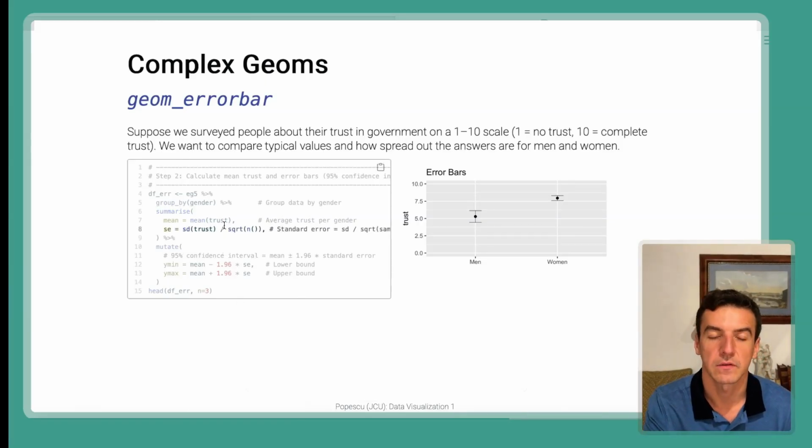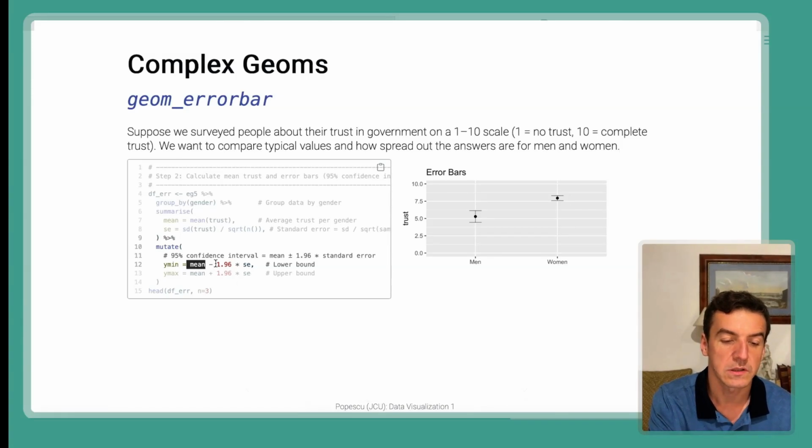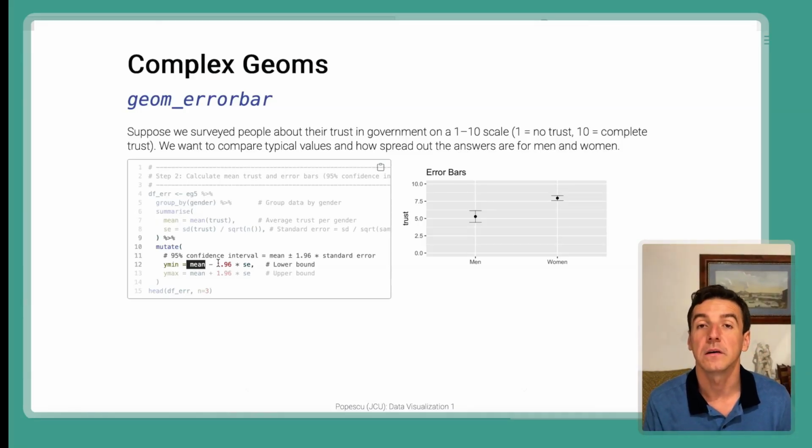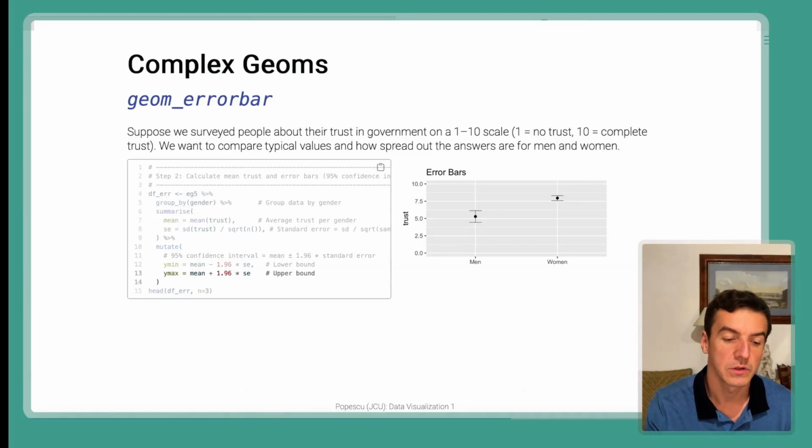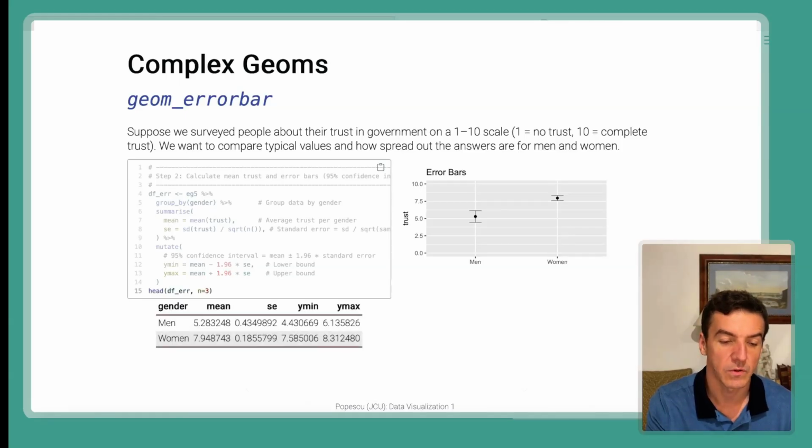We're using here a standard formula for calculating the standard error, which is the standard deviation of the variable divided by the square root of how many observations we have. Then we also create a 95% confidence interval by doing something like this: mean minus 1.96 multiplied by the standard error. This is the t-stat corresponding to the 95% confidence level. We do the same for y max. Just to quickly get a sense of what this data looks like, we have gender, so men and women, and then we have a mean for men, a mean for women, and also a standard error for men and a standard error for women.